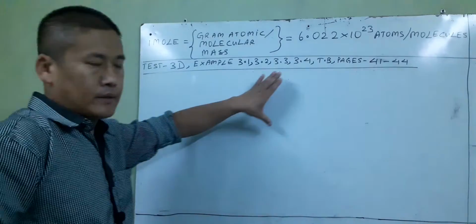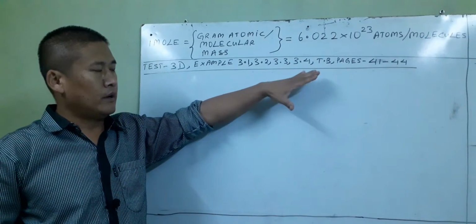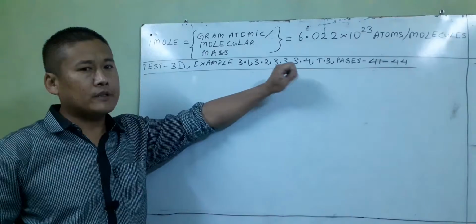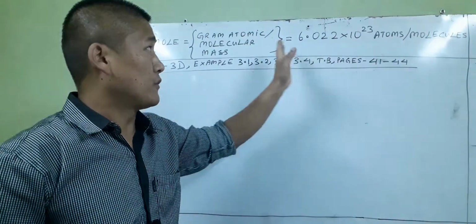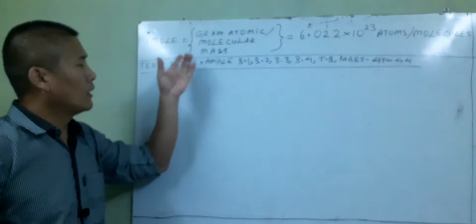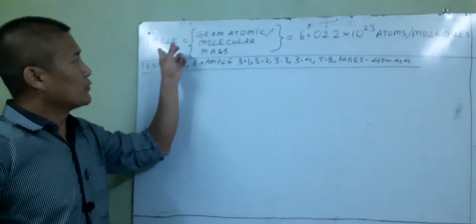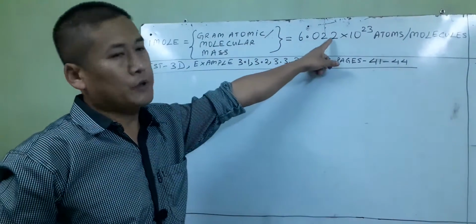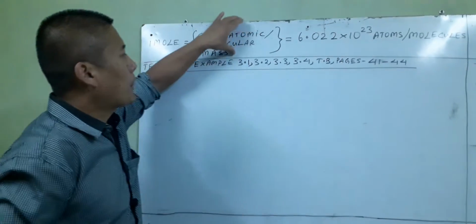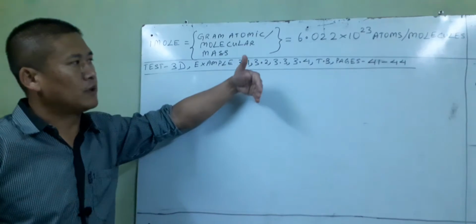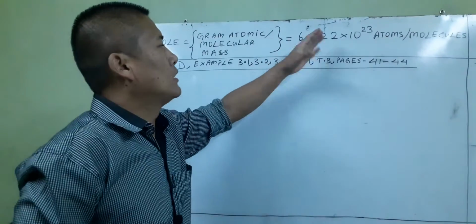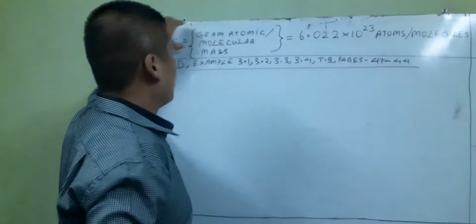Okay, so let us start the test portion here. This starts the test portion, meaning the numerical portions for chapter 3, atoms and molecules. Now in the previous video we discussed this formula. We have to be very clear about this formula, because 70 to 80% of the numericals in this chapter are going to be based on this formula here at the top.